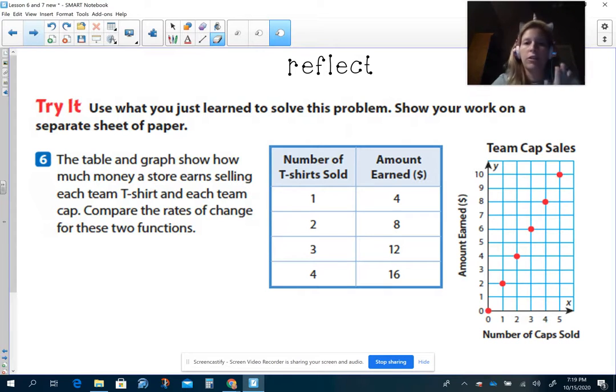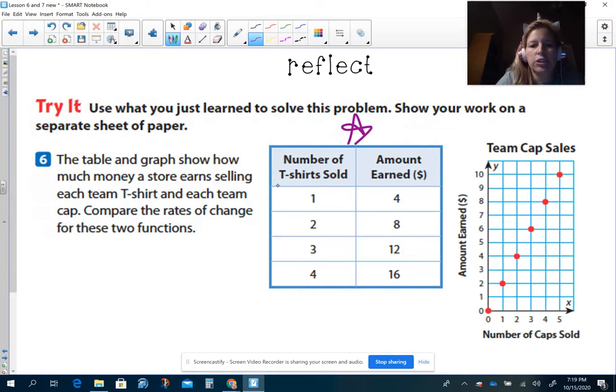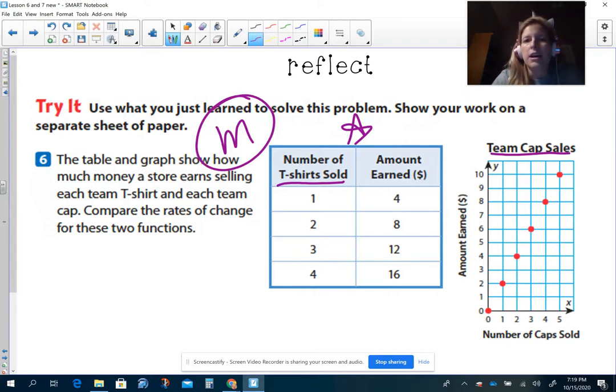Okay, so we're comparing the rate of change. Here's my table. Okay, and these are t-shirts, and here's the caps. Here's your hats. Okay, so I want you to compare the rate of change for the t-shirts versus caps. Pause my video. Go. Okay, did I give you enough time? Remember, my rate of change is my M. It's also my change of Y over change of X. So let's see how you did.